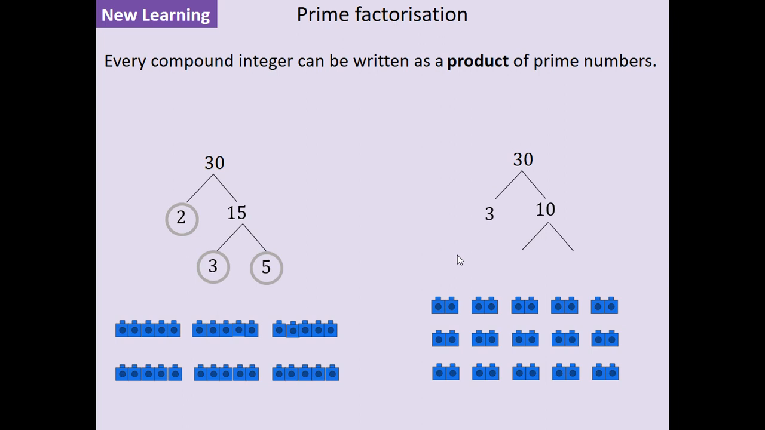Now looking at these numbers, I could say, well, I know that 3 is a prime number, so I can circle that and leave that. 10 is not a prime number, so I can split that one down further. So how might I split a 10? We could say that we've got 5 lots of 2. The 5 and the 2 are both prime numbers, so we can circle those.